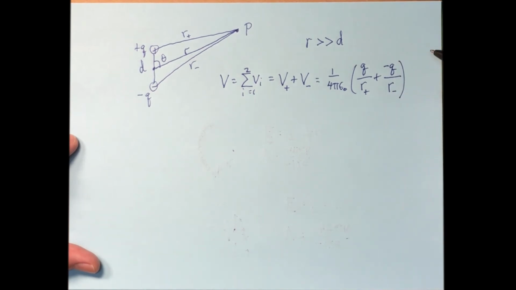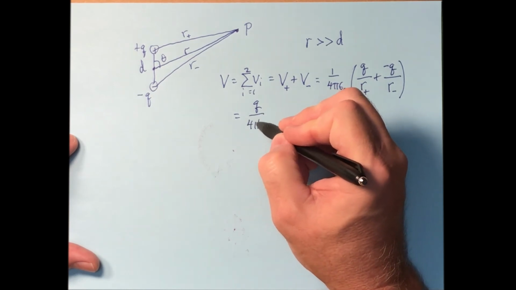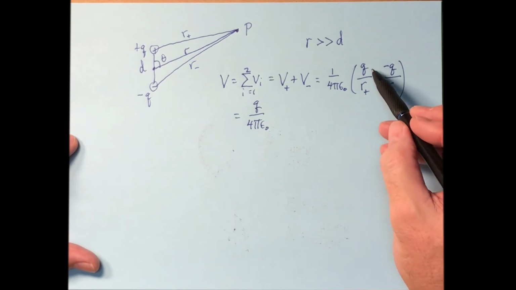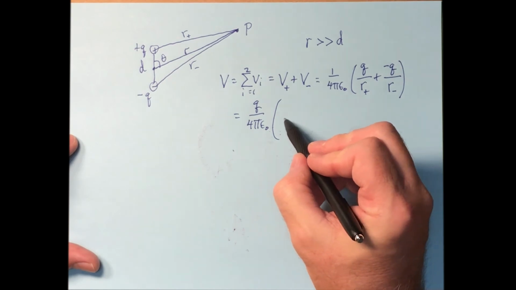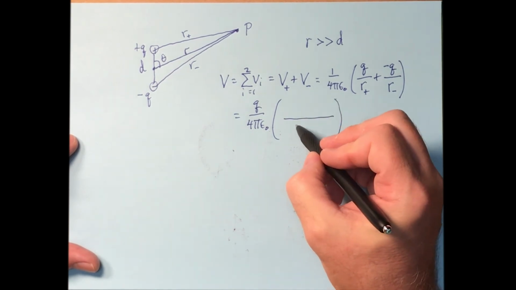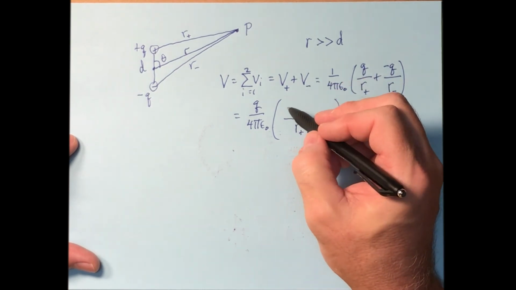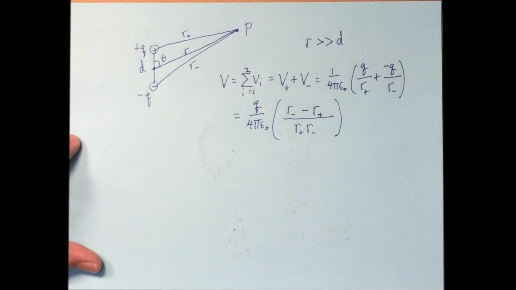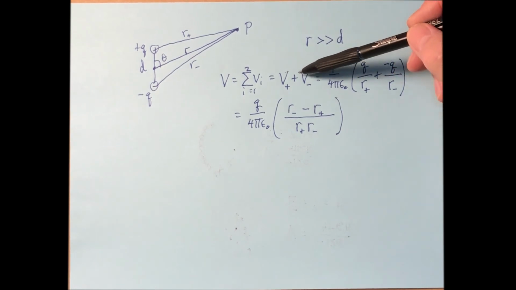All right. So if we factor out the Q's, we've got Q over 4 pi epsilon naught. And then we've got 1 over R plus minus 1 over R minus, which we should be able to find a common denominator for. The common denominator is going to be R plus multiplied by R minus. So this is going to be R minus minus R plus here. Now you can probably tell that this is going to be very small. The difference between these two is going to be very small.